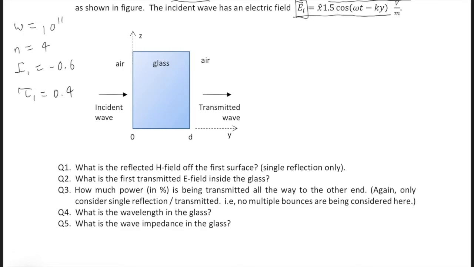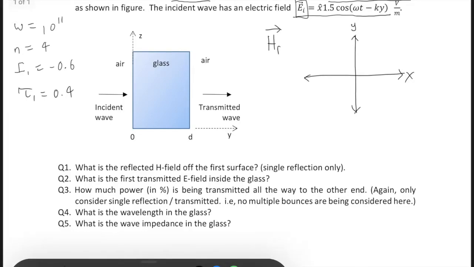We found the direction of the H field reflected by drawing a graph. So if I was to draw this out, we'd have the x and the y-axis. And if I draw out our ER, it would be in the negative x direction. And if I was to draw the K, we'd get KR pointing downwards.